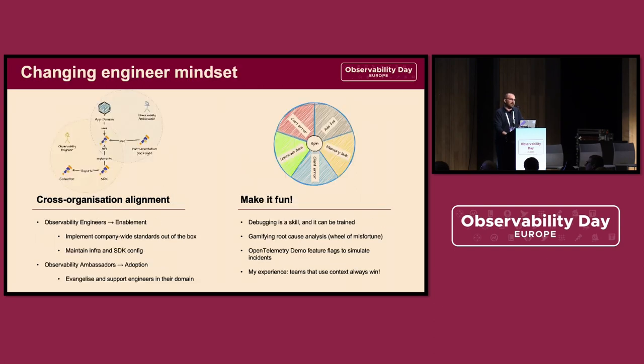Now, it's easy to convince leadership sometimes, but more difficult is to convince some engineers in other teams, because not everyone cares about observability.